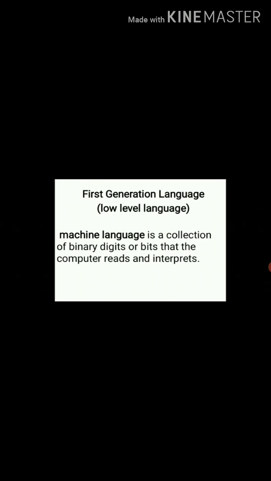Let's take first generation language. First generation language is also called low level language. First generation language is the only language that a computer can understand. It is expressed in binary form. Example, 0 and 1. 0 and 1 are the digits known as binary digits. So this language is also called binary language. It is a machine dependent language, so it is called machine language.